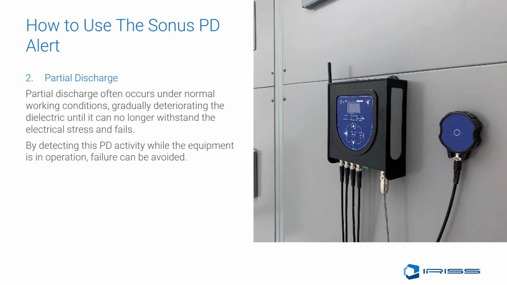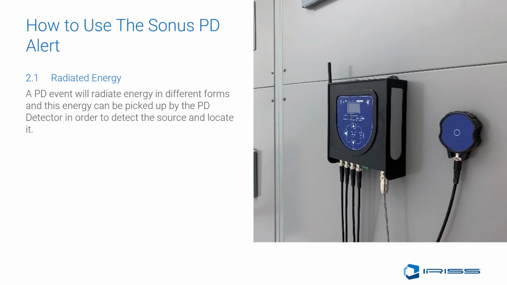Partial discharge often occurs under normal working conditions, gradually deteriorating the dielectric until it can no longer withstand the electrical stress and fails. By detecting this PD activity while the equipment is in operation, failure can be avoided. Section 2.1, Radiated Energy. A PD event will radiate energy in different forms, and this energy can be picked up by the PD detector in order to detect the source and locate it.